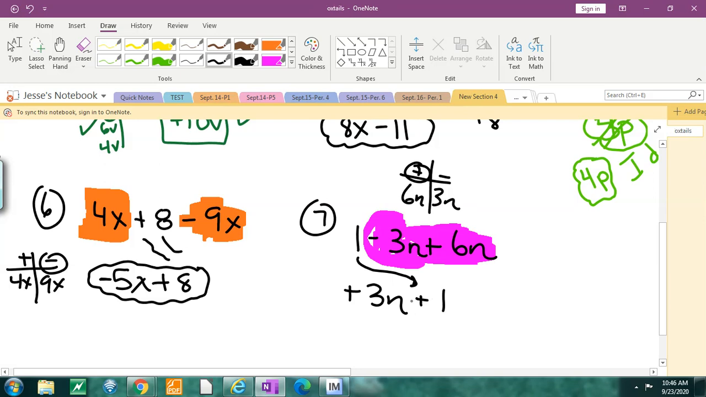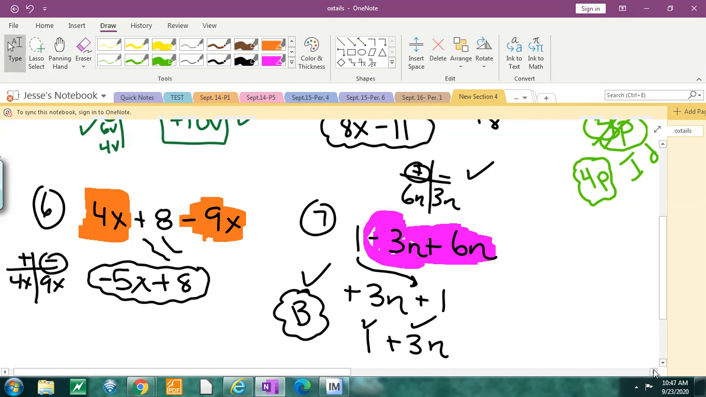Now, in the worksheet they have it differently. They wrote it 1 plus 3n. See that? They just reversed it. That's fine. So what's your answer? B. So B. All right, so that's number 7. So far, so good. You can always stop it. Make sure you put a little check. You did the work. You did the T-chart.